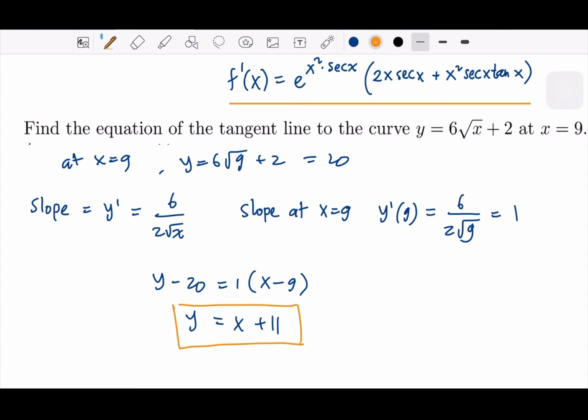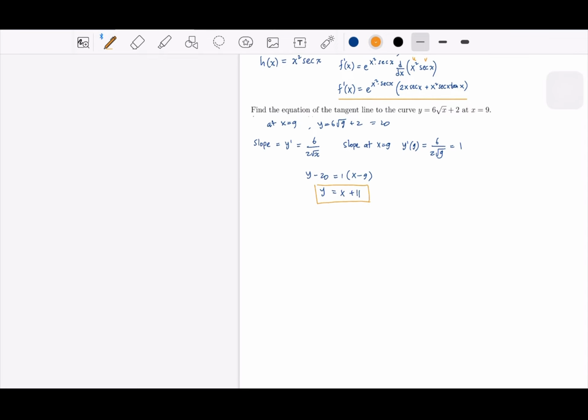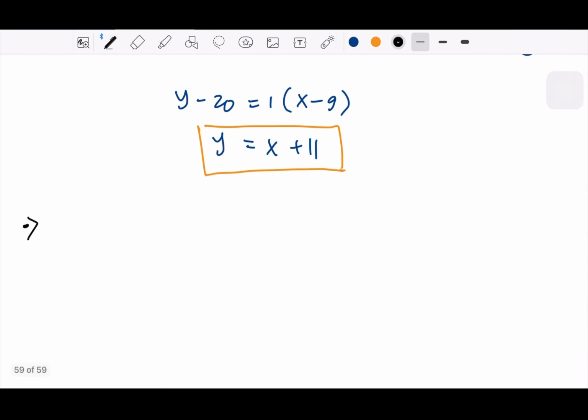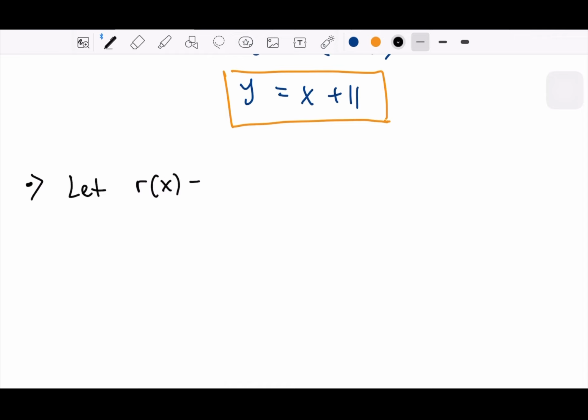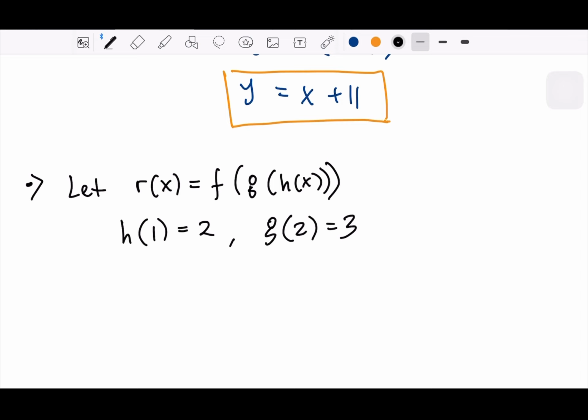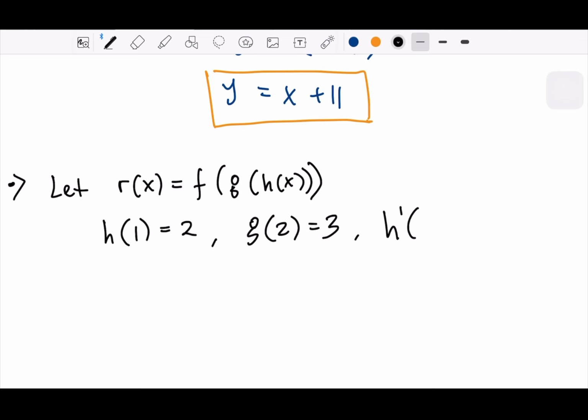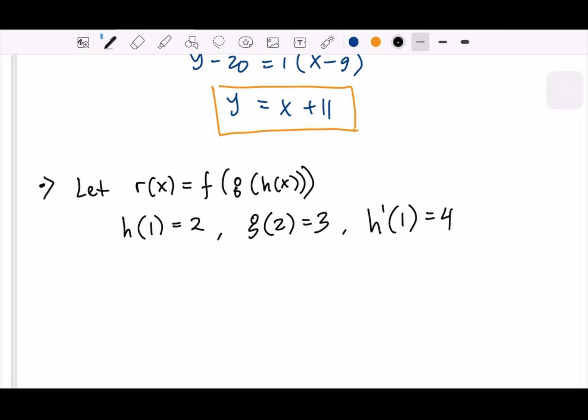Okay, I think one more question. Let me write the question. I forgot to copy. So let R of x be this. This is just to exercise the chain rule formula.